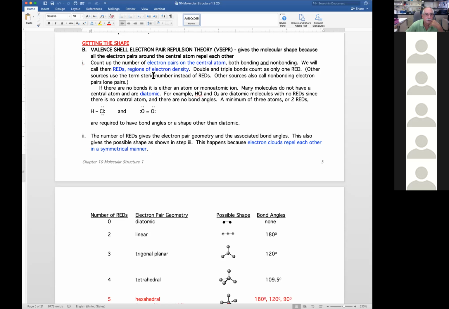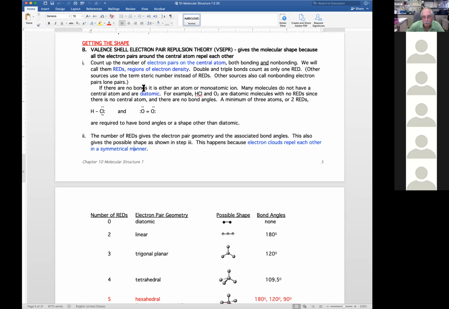Other textbooks might use the term steric number, and I think it just takes away from what we're really looking at. We're holding a model in our hand or on a piece of paper, and we're looking at electrons. Why the term steric number? I don't know.